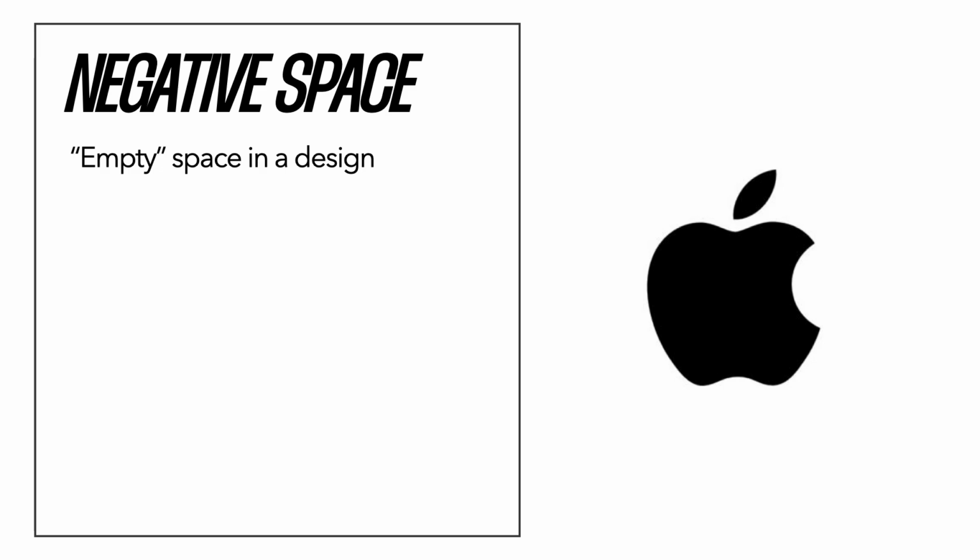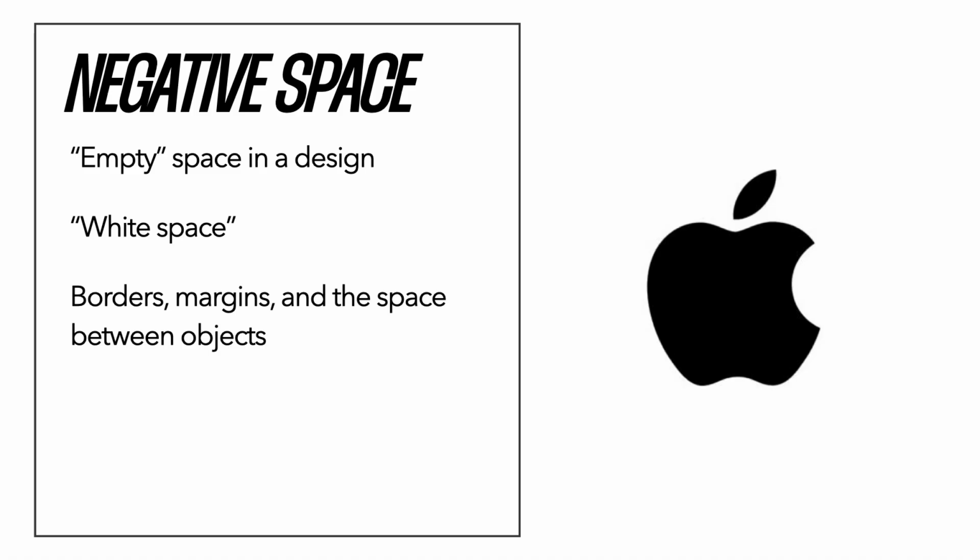Whenever you have some kind of a design, whenever you have some kind of a graphic or a logo, any of the empty space that is around the actual designed element is going to be your empty space or your negative space. This is also called white space. This is also the borders, margins, and the space between objects.